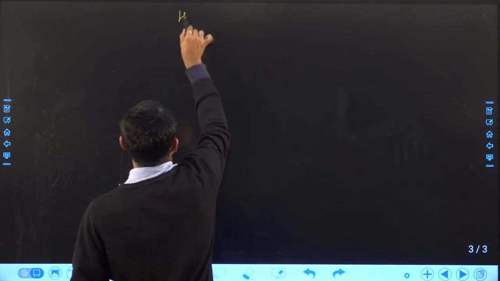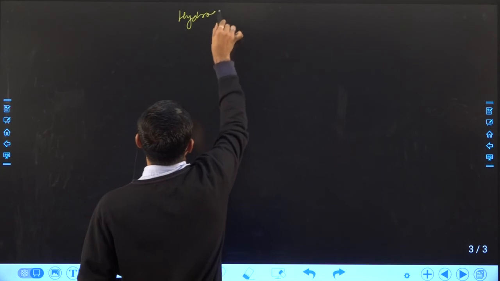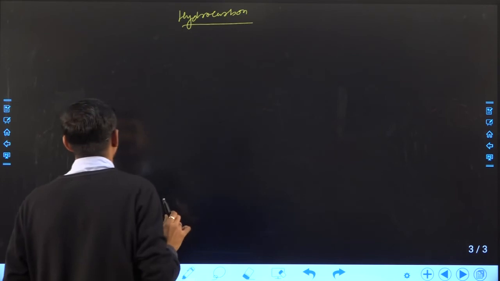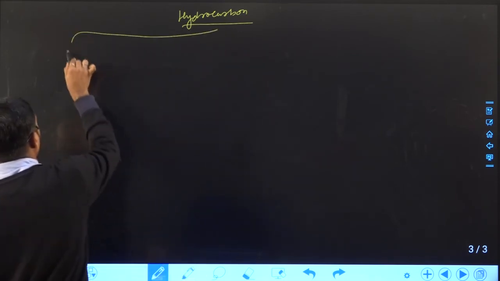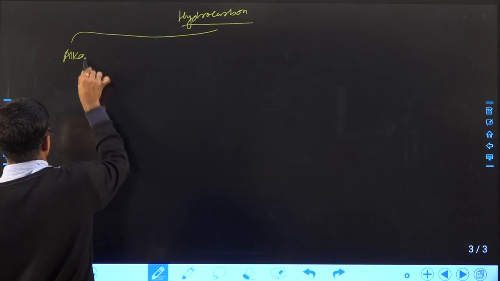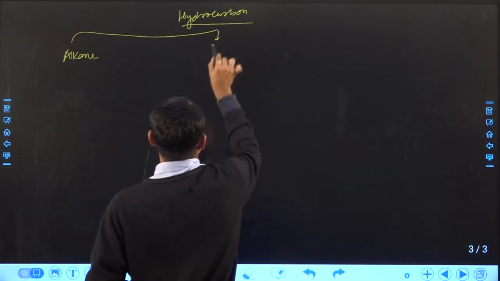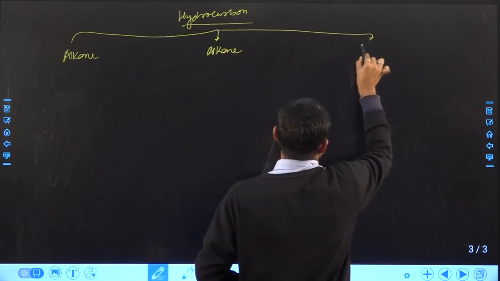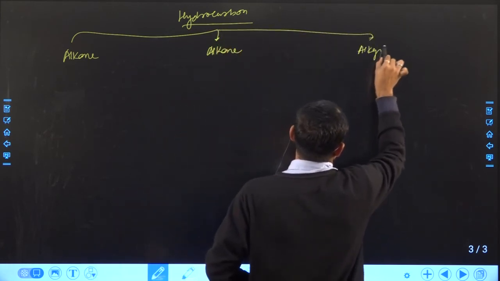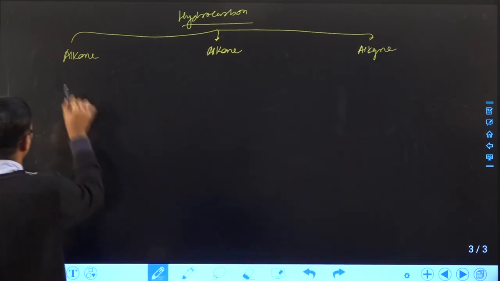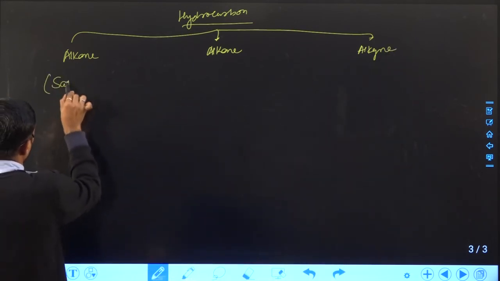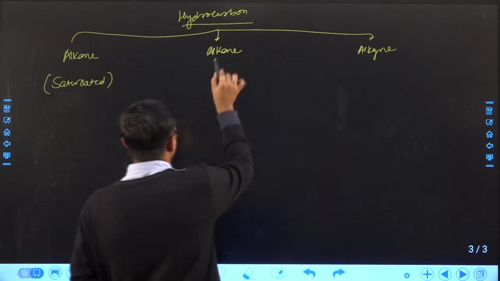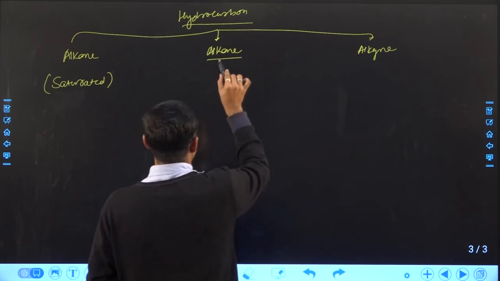So hydrocarbons are specifically divided into three parts: alkane, alkene, and alkyne. Now alkane is saturated, while alkene is unsaturated.